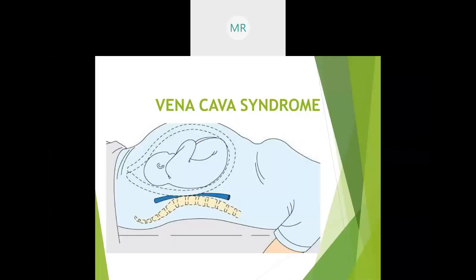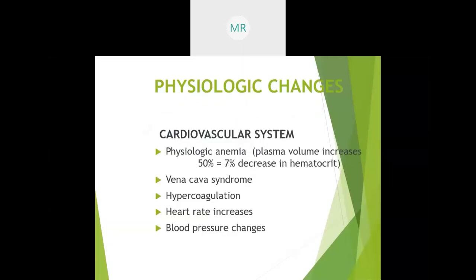She'll start to say that she's dizzy, clammy skin. She'll start to get hypotensive, fetal distress. Okay. How do we prevent this? How do we treat this?